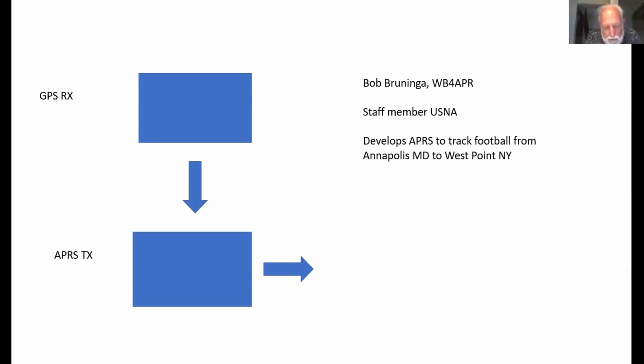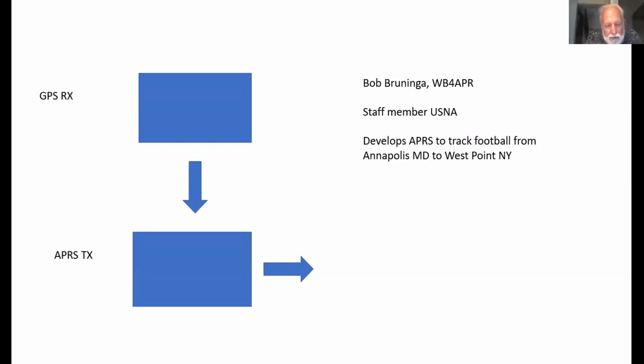procedure that if the game was to be played at West Point, the midshipmen at the Naval Academy would establish a relay and would carry a football in relay from Annapolis, Maryland to West Point, New York. So Bob got the idea it would be really neat to use ham radio to follow the progress of this football as it went from Annapolis to West Point.